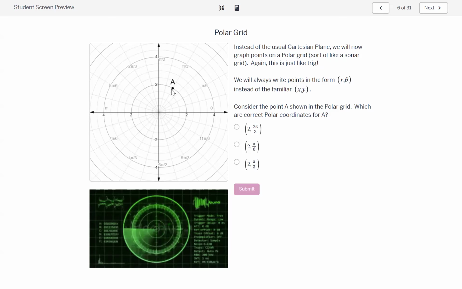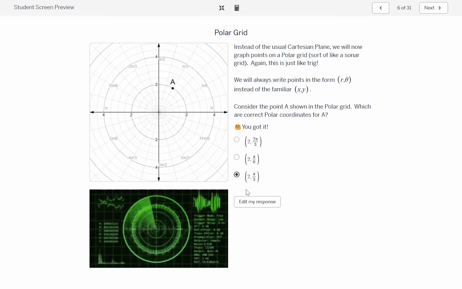So we can see our A point here is on the 2 ring. So the radius to get to A is 2. That's why all the ordered pairs have a 2. Then the other thing the grid has is radial lines, and these lines are marking the angle measures. So we see the angle line that A is on is at pi over 3. So that location is 2 comma pi over 3.